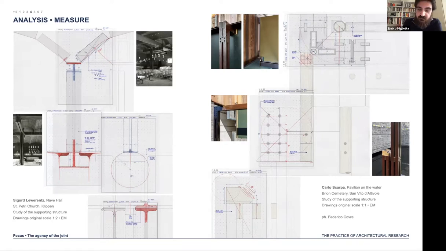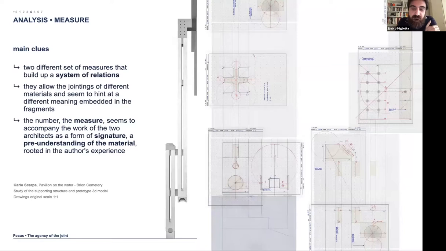What we can find from such an investigation, for example, is that the measure, the 5.5 module in Scarpa or the brick module in Lewerentz, seems to accompany the work of the two architects as a form of pre-understanding of the material and of its possible form that is rooted in the author's experience.